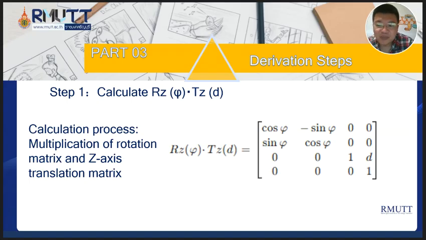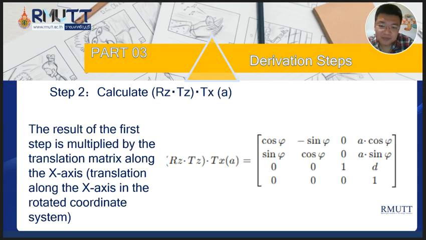The key to this is simple to understand, coding everything within the command system. Step 2, the next part of the form: the translation motion TXA, RZ phi, TZ D and TXA.